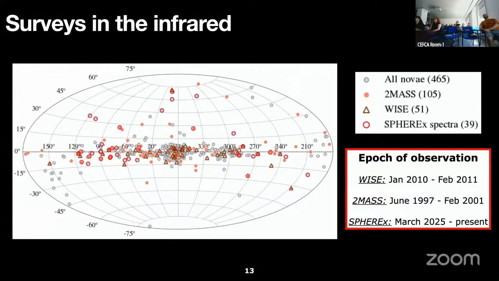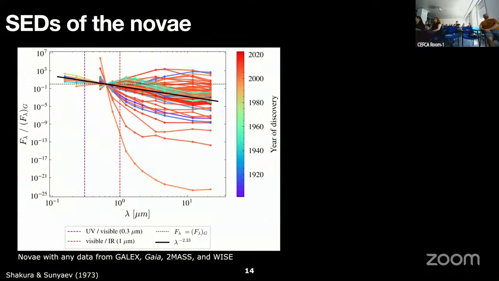To see in the infrared, we use the surveys of 2MASS, WISE, and SPX. And having infrared data finally let us construct a complete SED of each nova. That is what is shown here. And our novae are also colored with the year of discovery, in which we didn't see any pattern either. But we can infer some things from this plot.